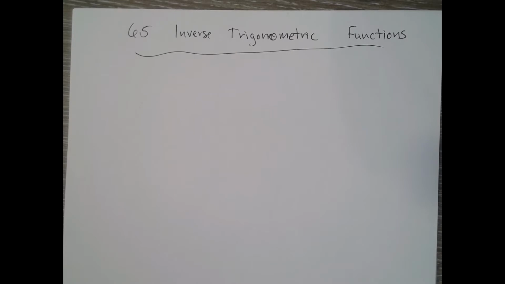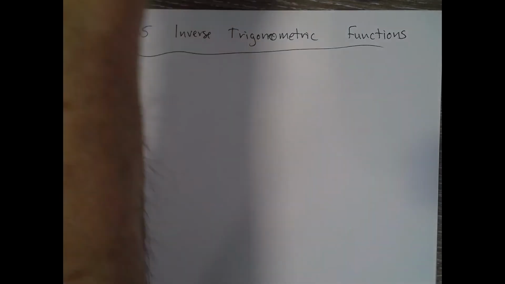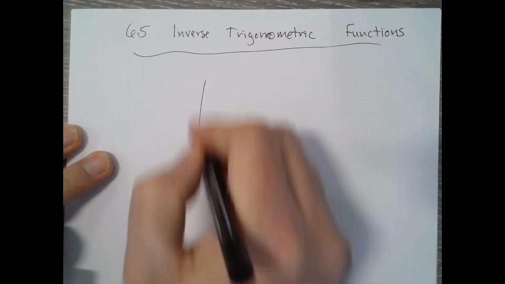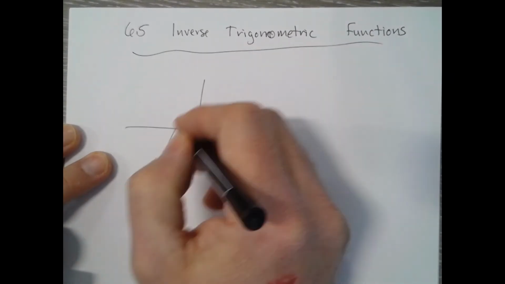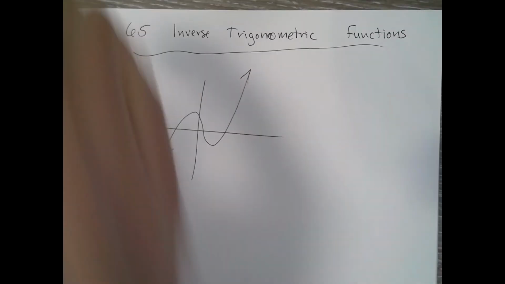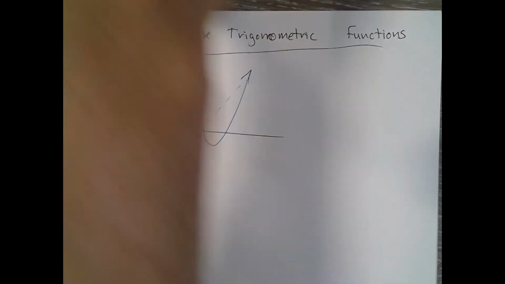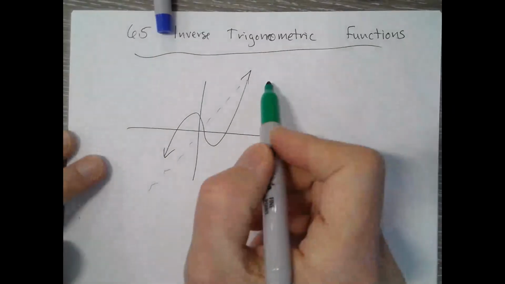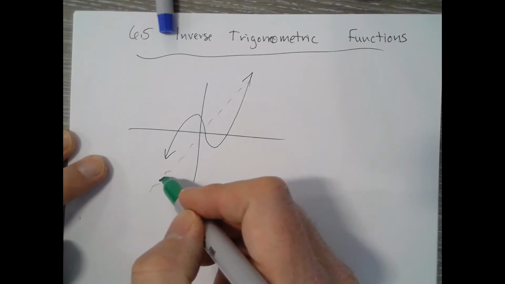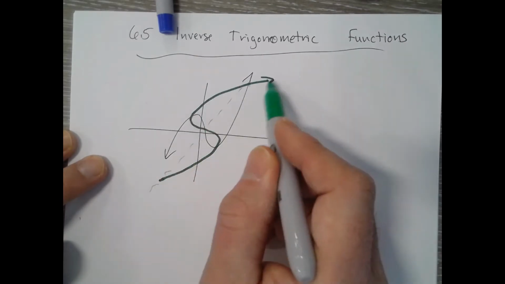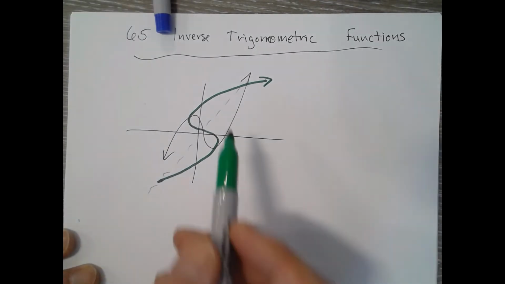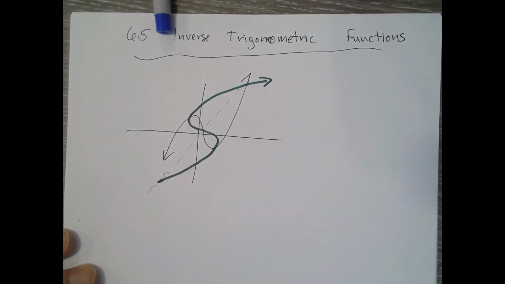Alright, 6.5 inverse trig functions. So we've done inverses before. Remember, inverses, as far as graphically goes, are always going to be symmetrical with the line y equals x. So its inverse would be, oh boy, like that. Did I do that right? That looks pretty good. So it's symmetrical across the line y equals x.